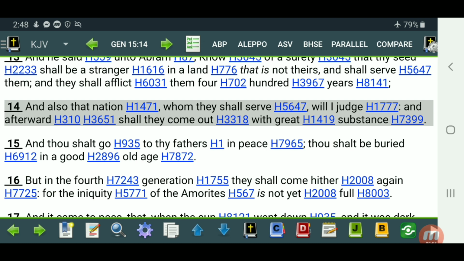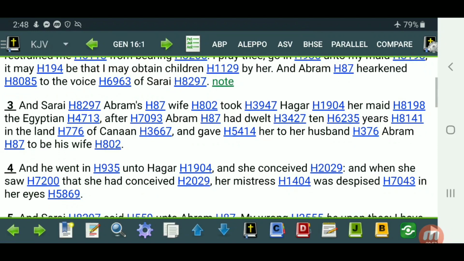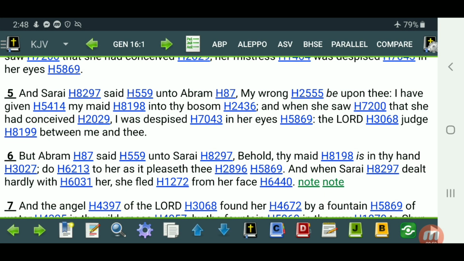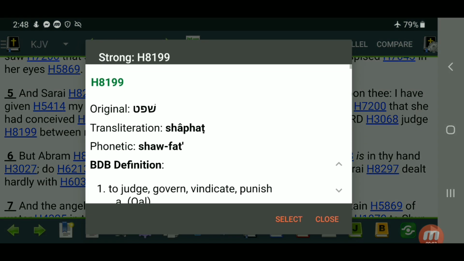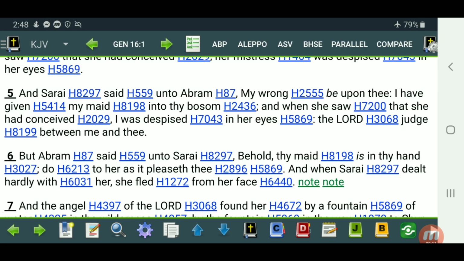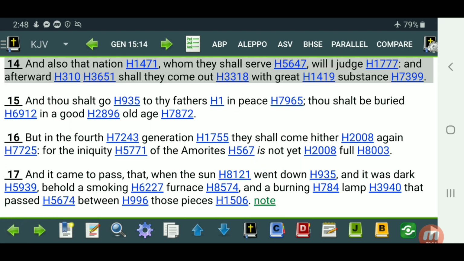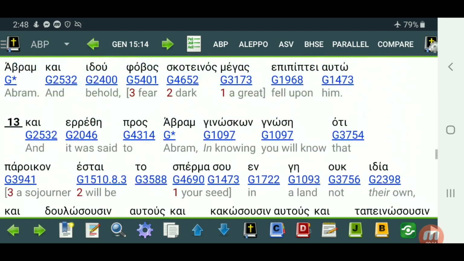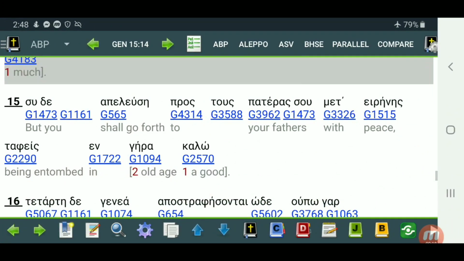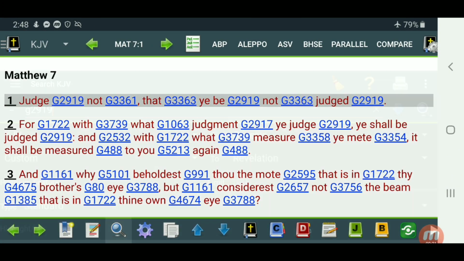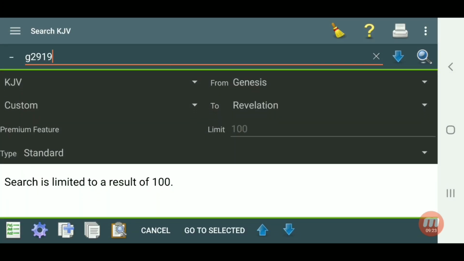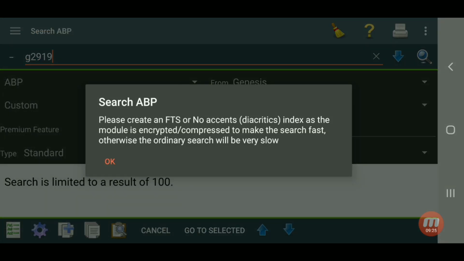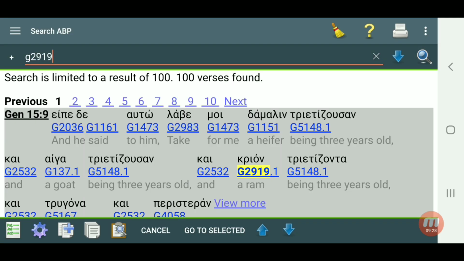And so what I want to do is skip up to the next chapter, because we can also take that same Greek word and trace it right to this word judge, 8199, from Genesis 16:5, and here's our shafat. And in fact, I'll show you that. Okay, let's go back on screen here. Here's the search tool. Let's go back to the polyglot. Okay, let's hit the search button.